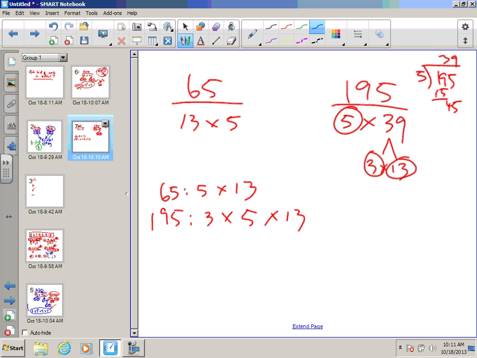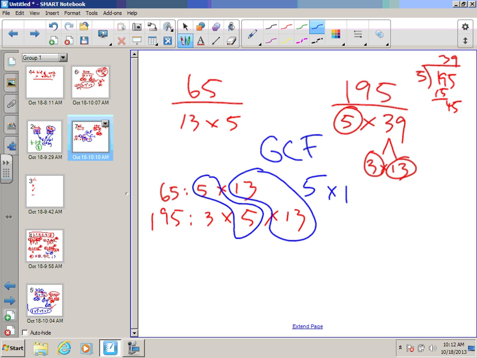GCF, I want to see what they have in common. So any 3s? No. How about 5? There's a 5. How about a 13? 5 times 13 equals 65. 65 is your GCF. So you don't have to have... Not for GCF.